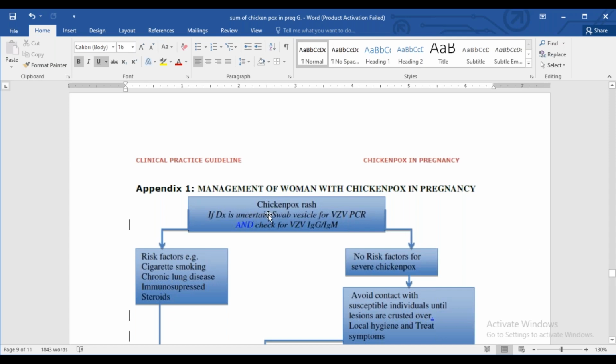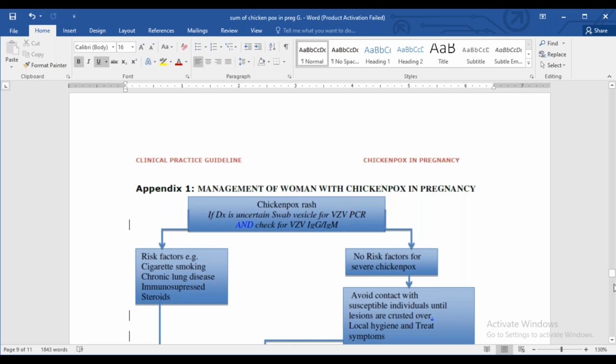If we're still uncertain about whether she came to your hospital or your clinic, and you are not certain if this is a chickenpox rash or what, you have to take a sample from the vesicle. You have to take a swab from the vesicular fluid for PCR, and check the serum for IgG and IgM antibodies. Any patient who comes to hospital, you have to take a swab from the vesicle if you are not certain about the infection, and check for varicella zoster IgG and IgM.